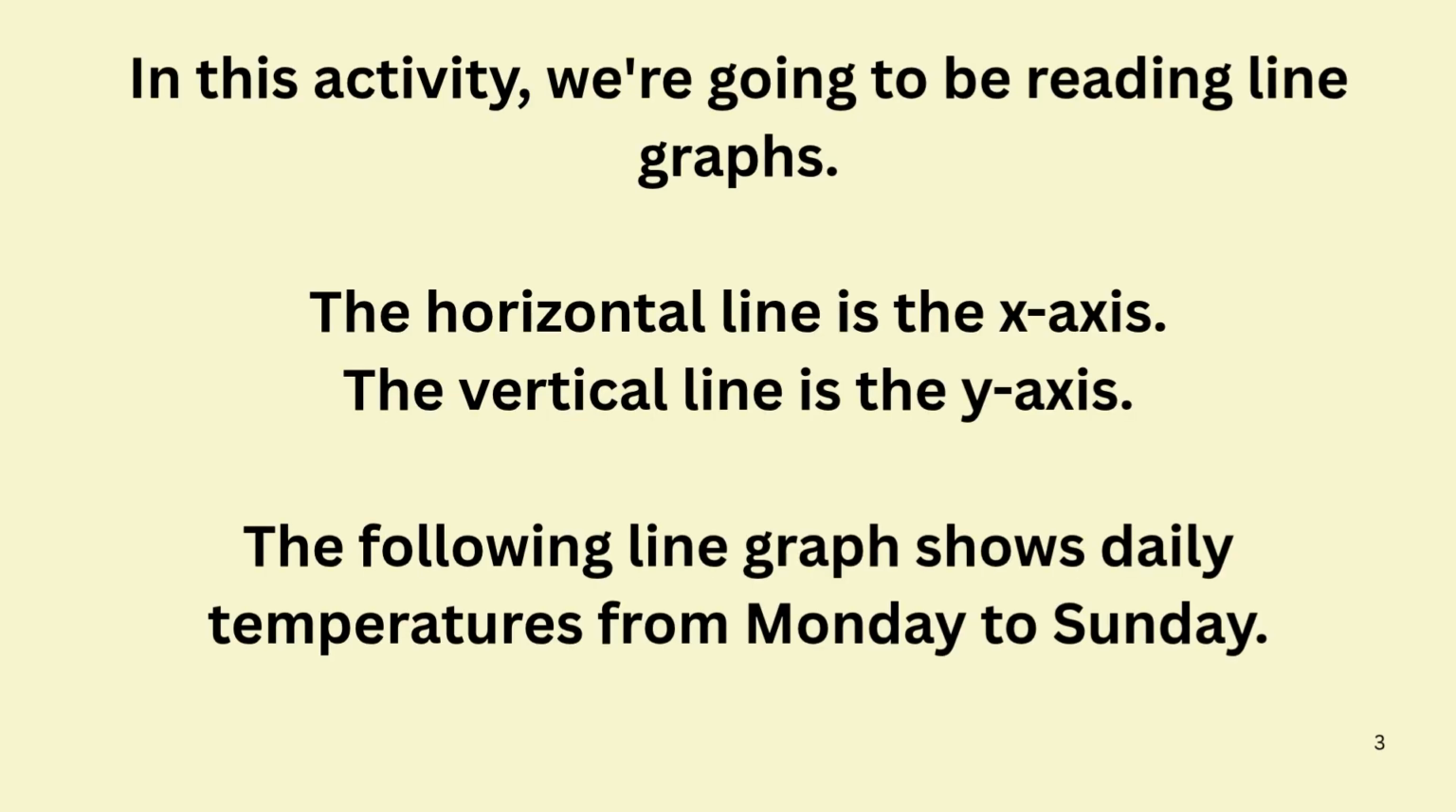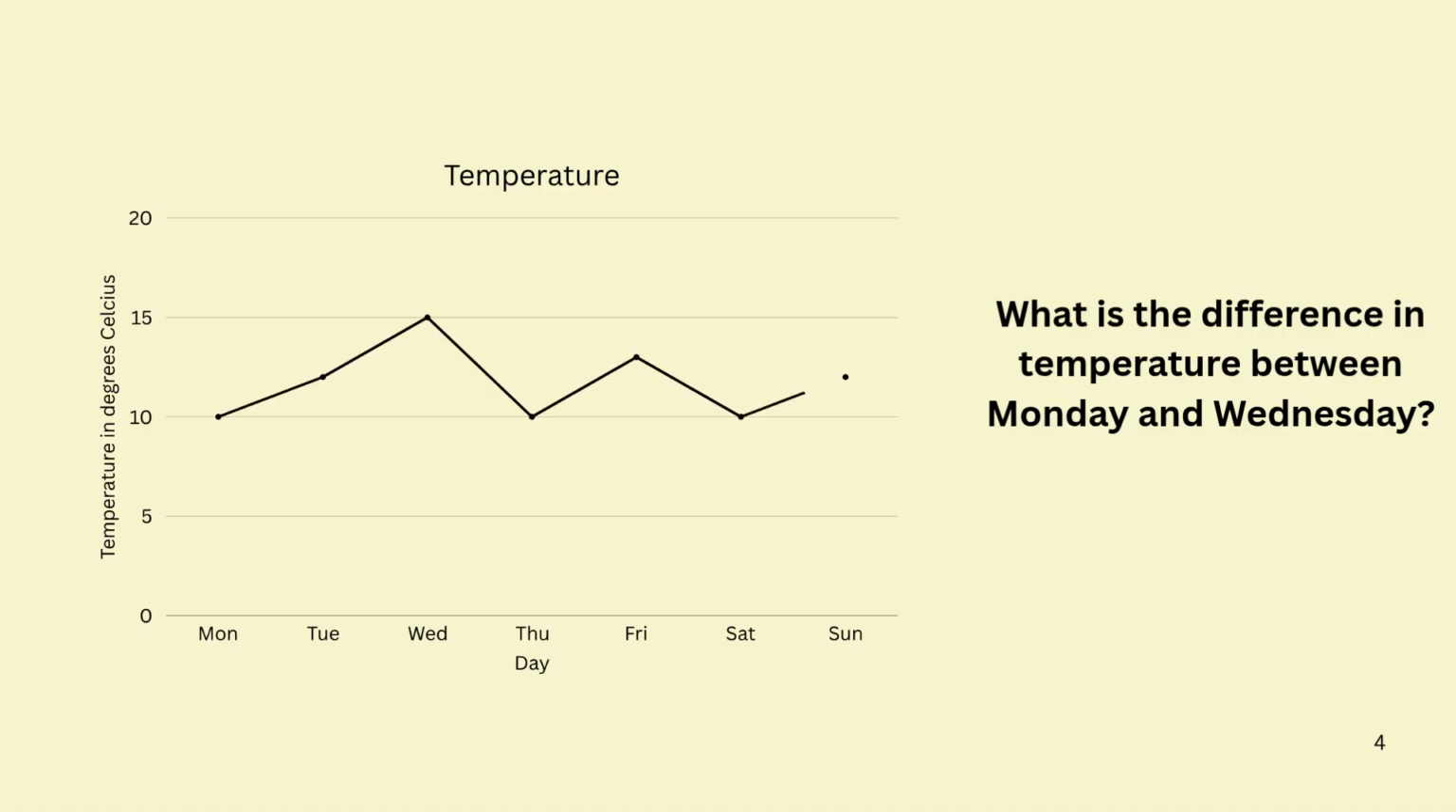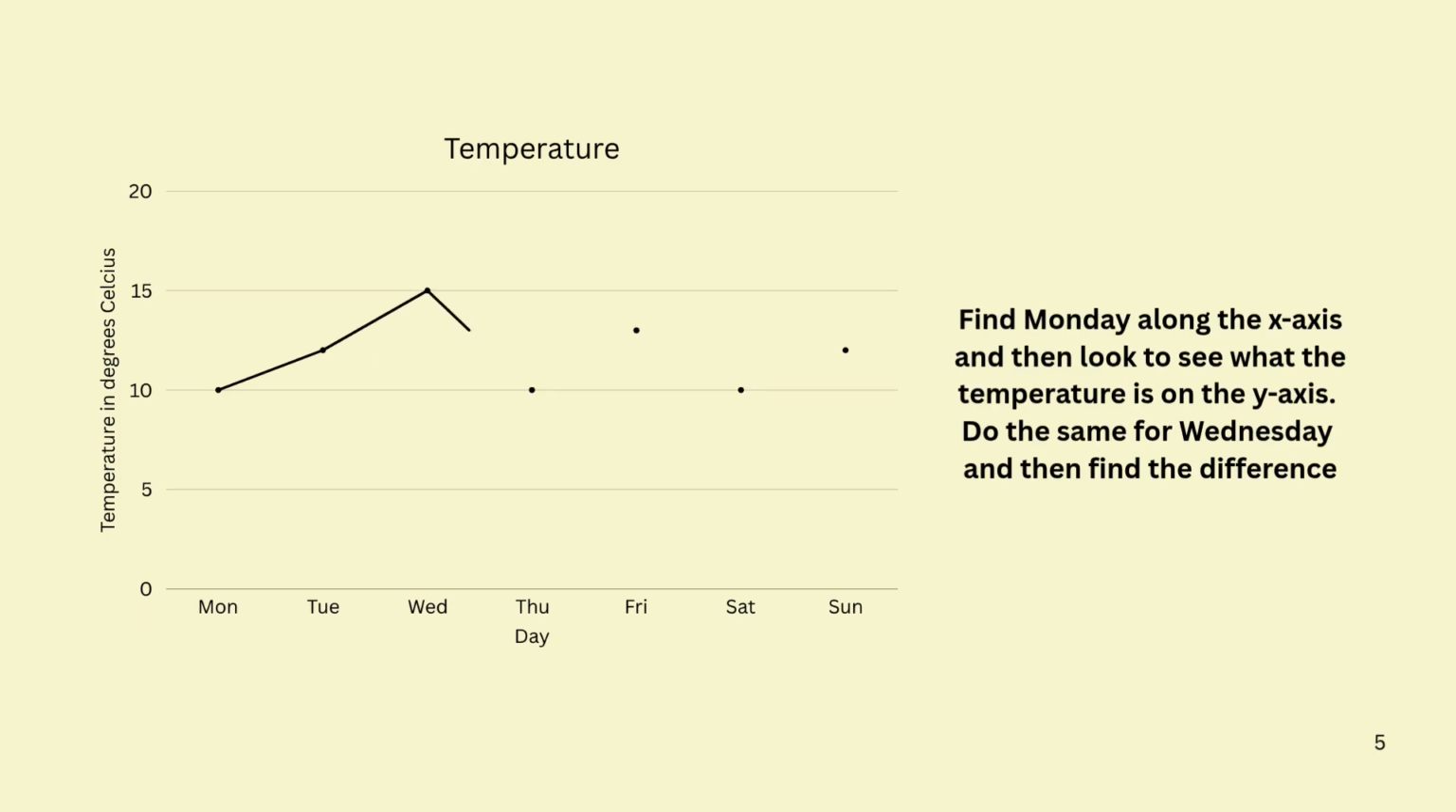In this activity, we're going to be reading line graphs. The horizontal line is the x-axis and the vertical line is the y-axis. The following line graph shows daily temperatures from Monday to Sunday. So you can see along the x-axis is the day of the week and along the y-axis is the temperature in degrees Celsius. The question is, what is the difference in temperature between Monday and Wednesday?